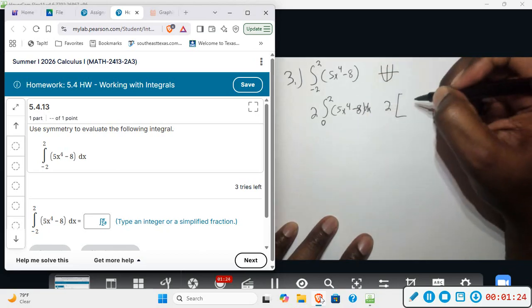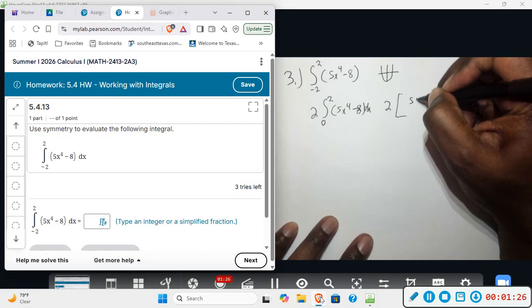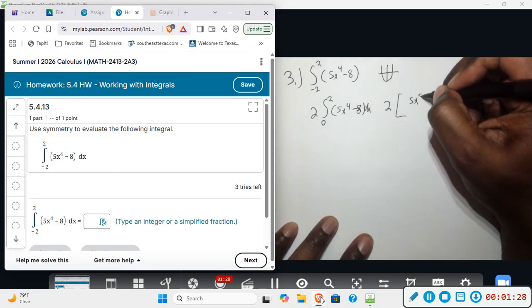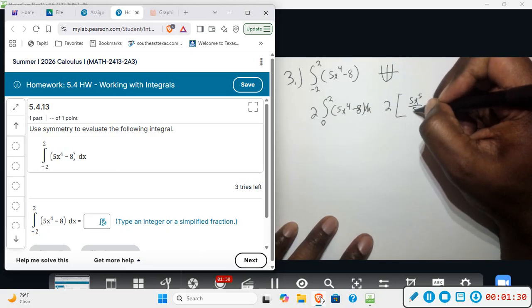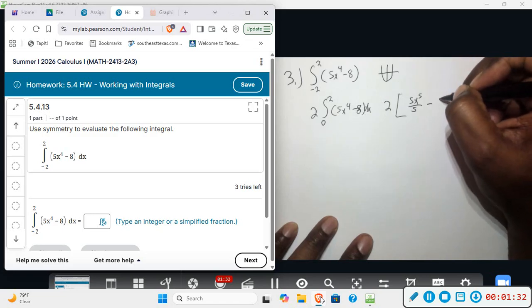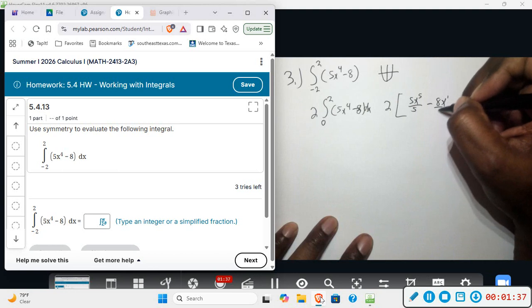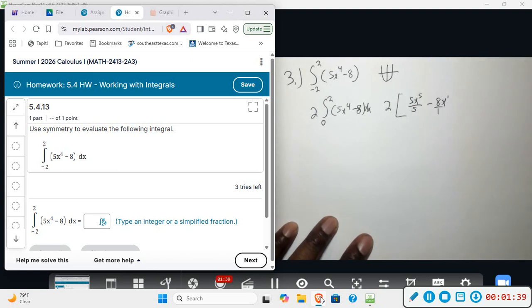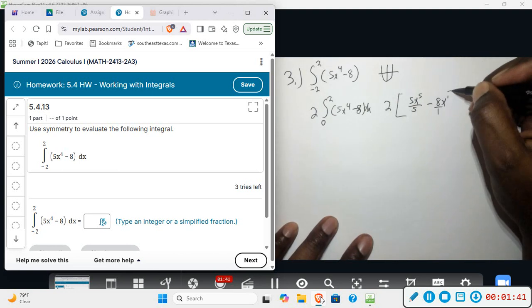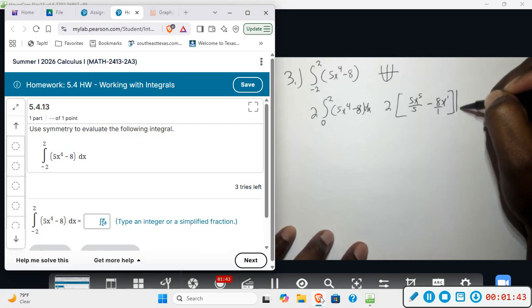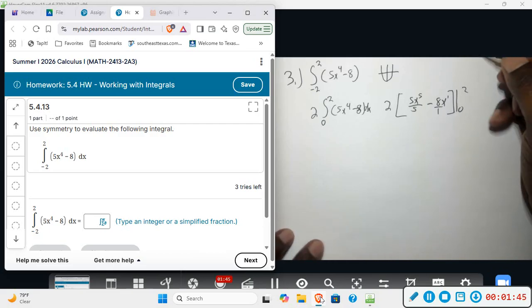This will be 5x, add 1 to the 5th, and then divide by that power 5, minus 8x. This will be to the 1st because we're adding 1, and you can say divide by 1, but that's the process. Usually I just add that variable. Evaluate it from 0 to 2.